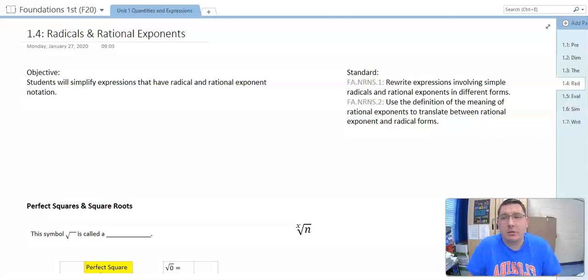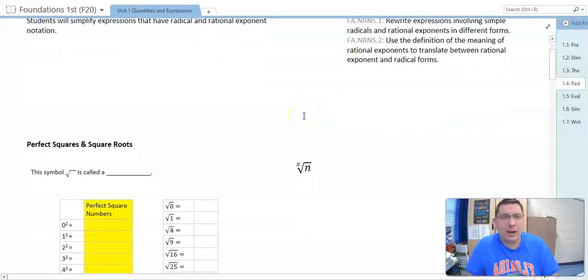Hey there, y'all. Today we're going to look at 1.4 on radicals and rational exponents. The objective here is that you'll be able to simplify expressions that have radical and rational exponent notation. And it falls under these two standards of NR/NS, being able to rewrite expressions from simple radical and rational forms, and the definition of rational exponents being able to translate to rational exponent and radical forms.